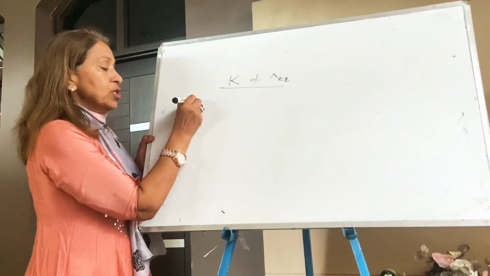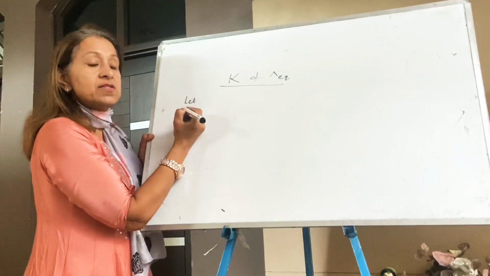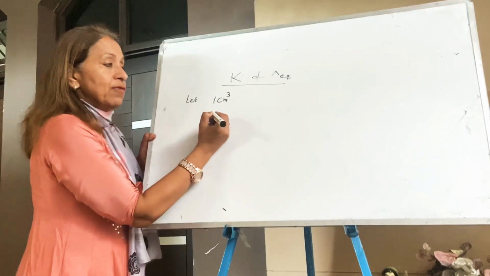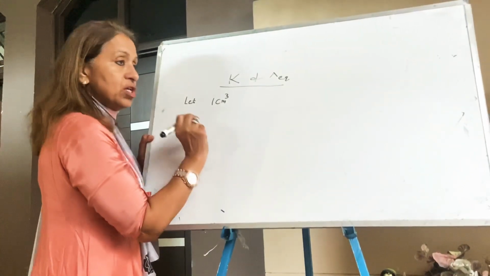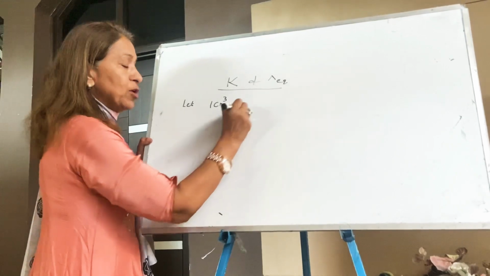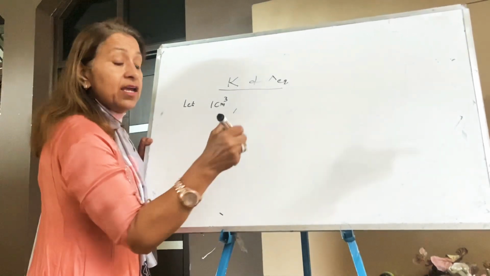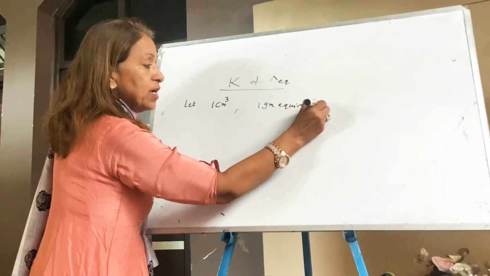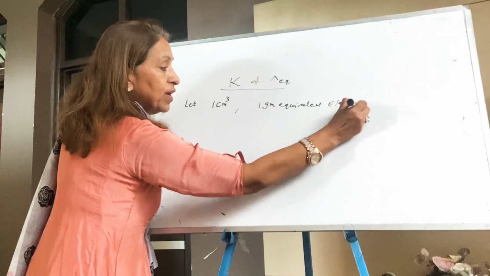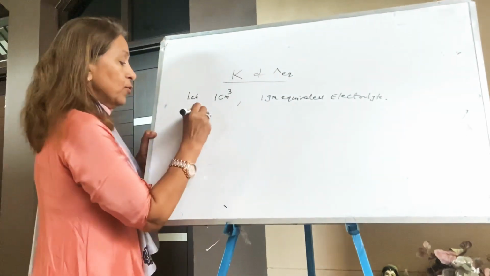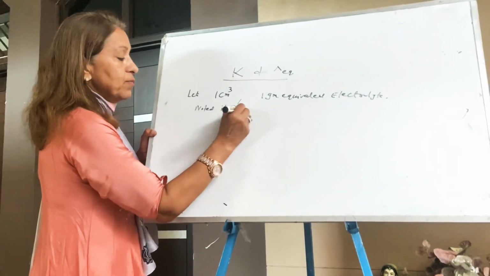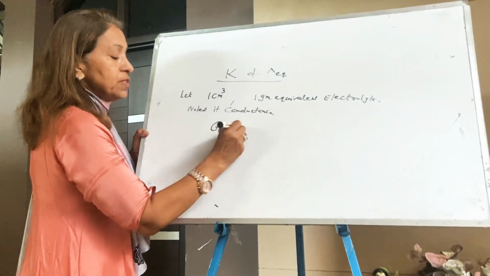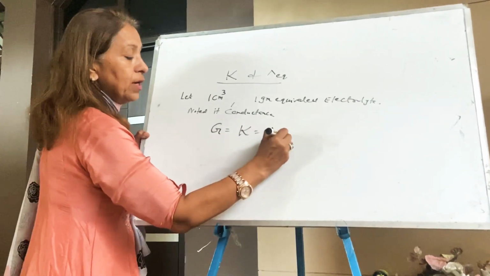Let there be a solution. Write down, let there be a solution. The volume is 1 centimeter cube. The solution has a volume of 1 centimeter cube, and this solution carries 1 gram equivalent of electrolyte. Note its conductance. You know, it is G. G is equal to K, which is equal to lambda EQ.